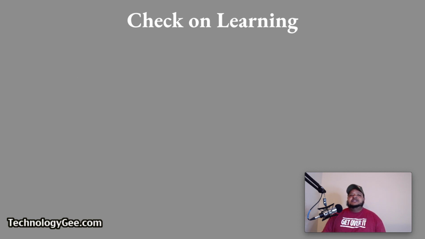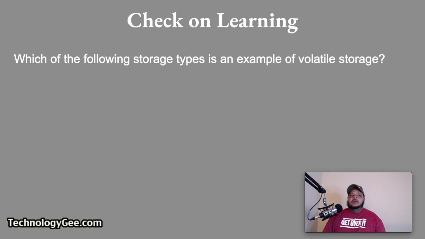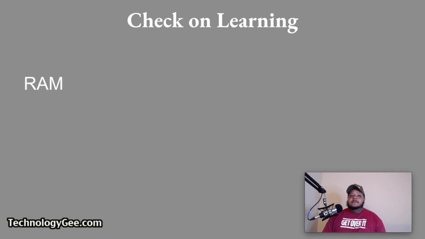All right, next question. Which of the following storage types is an example of volatile storage? Is it RAM? Is it SSD? Is it flash? Or is it cloud? Volatile storage, the opposite of non-volatile. The correct answer would be RAM, random access memory.